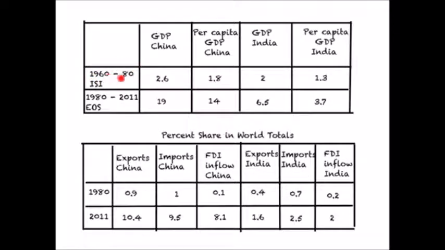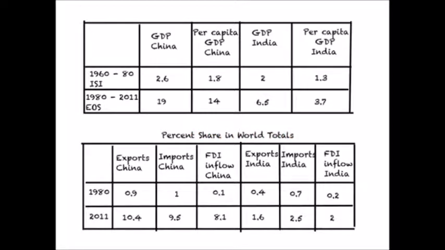Look at the case of India, very similar experience. 1960 to 1980, ISI, GDP grew 2 times. Between 1980 and 2011, where for most part India followed export-oriented strategy, GDP increased 6.5 times. What about average income per person under ISI? 1.3 times. What about average income per person under EOS? 3.7 times.